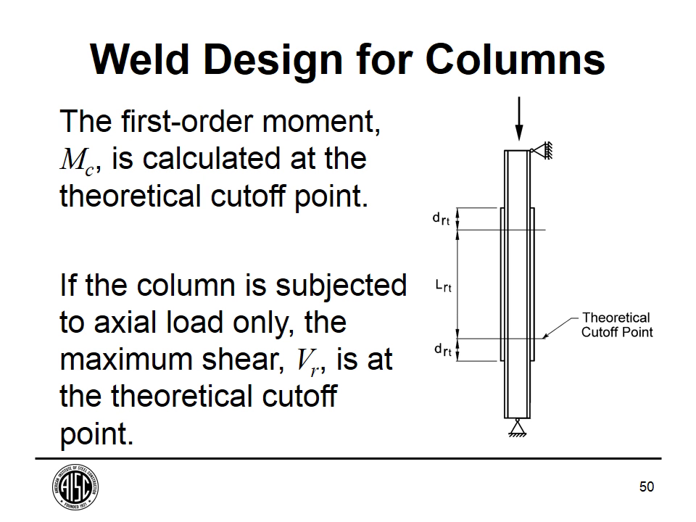So for an axially loaded column with no loads within the length, no transverse loads causing bending other than the notional load, we end up calculating our M sub C at the theoretical cutoff points, and the same thing for V sub R, the same thing for the shear flow on the column. It's going to be calculated at the theoretical cutoff point. Now that's not necessarily true if you have other loads on there, so just watch out for that and take your maximums along the length of the column.